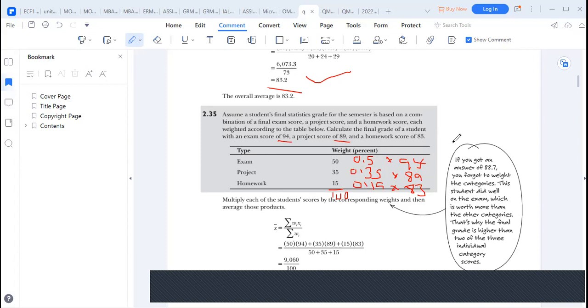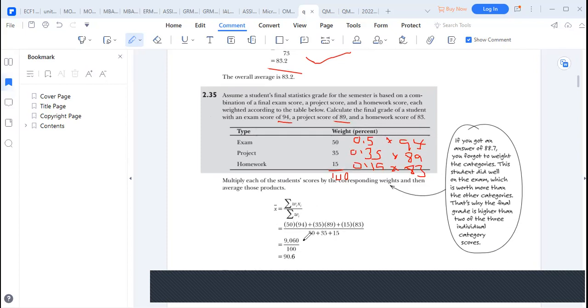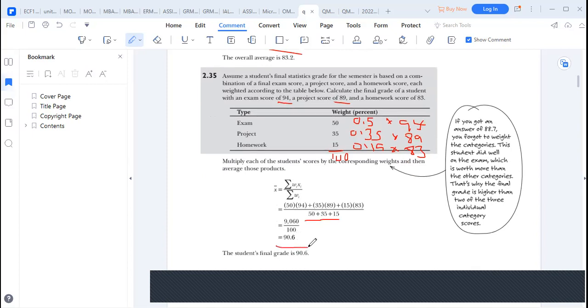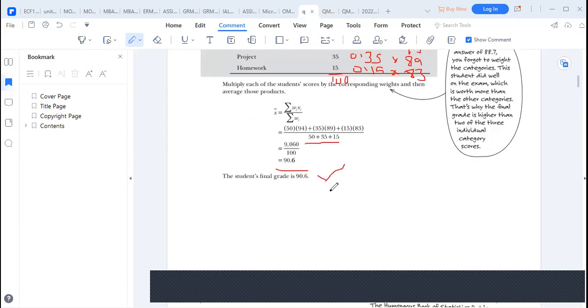Or alternatively, as it was done here, 50 times 94 plus 35 times 89 plus 15 times 83, then you divide by the sum of these, which is coming to 100. So it's the same thing. You're going to get 90.6 as the final score. Is that clear? Yes. Are you sure? Yes. All right.